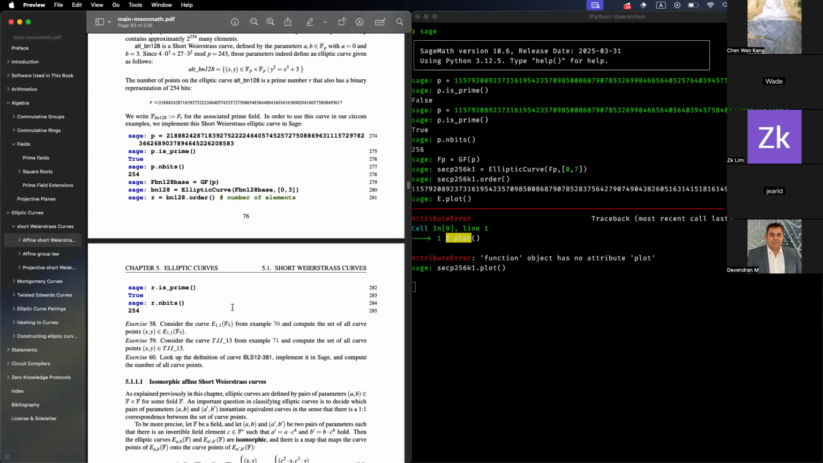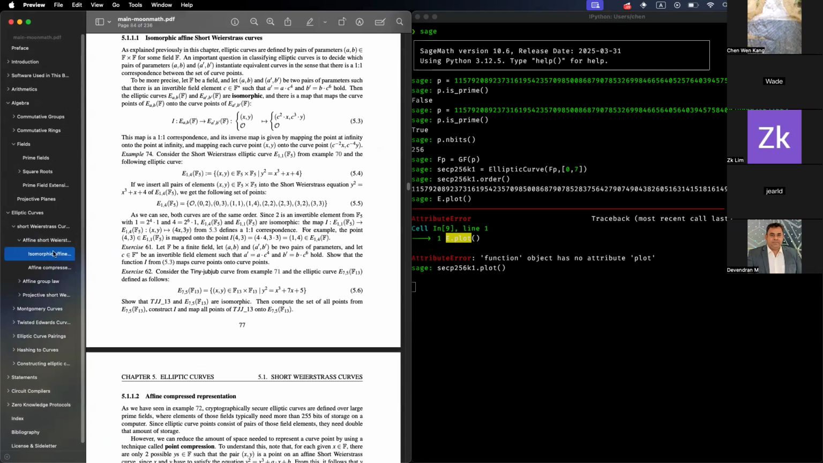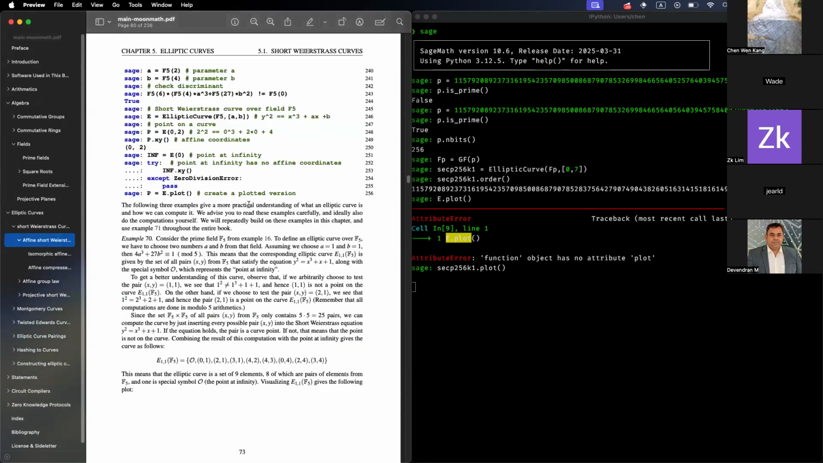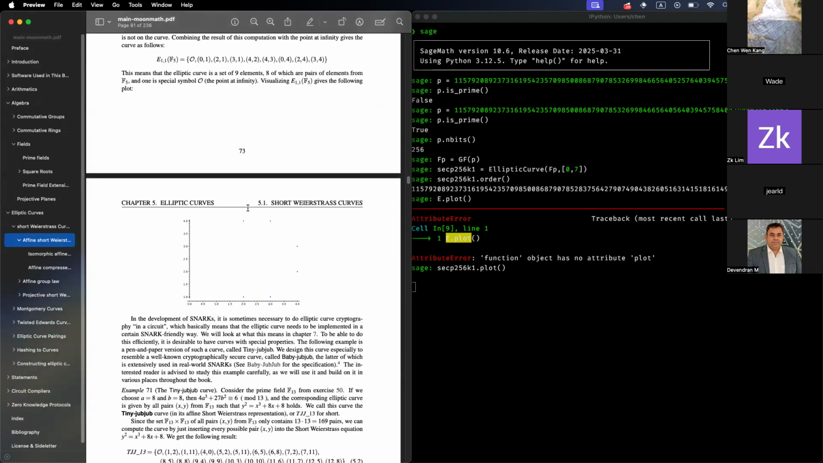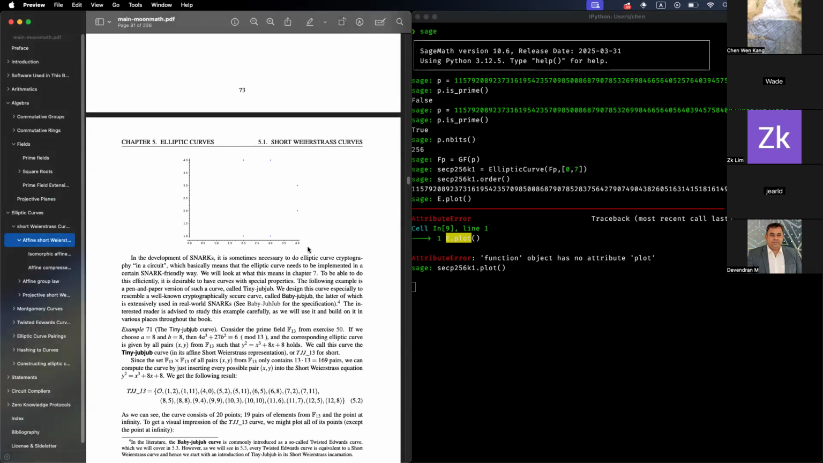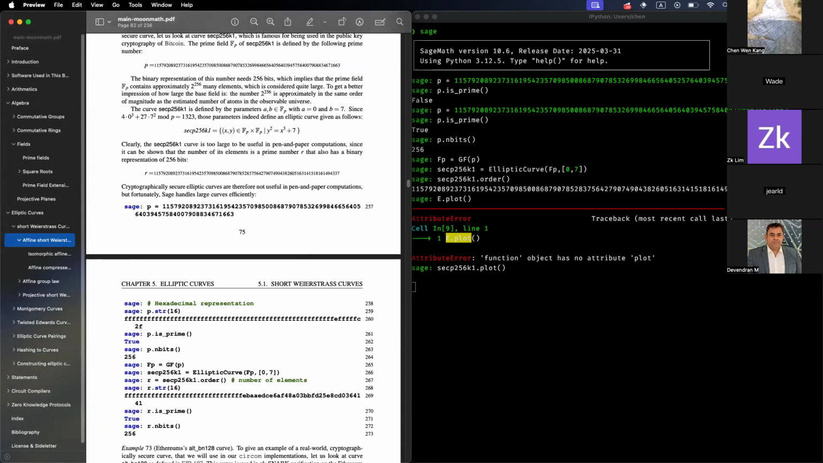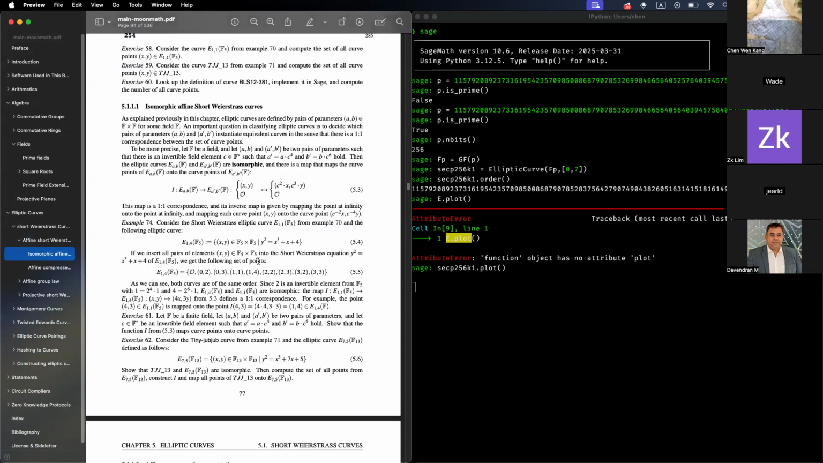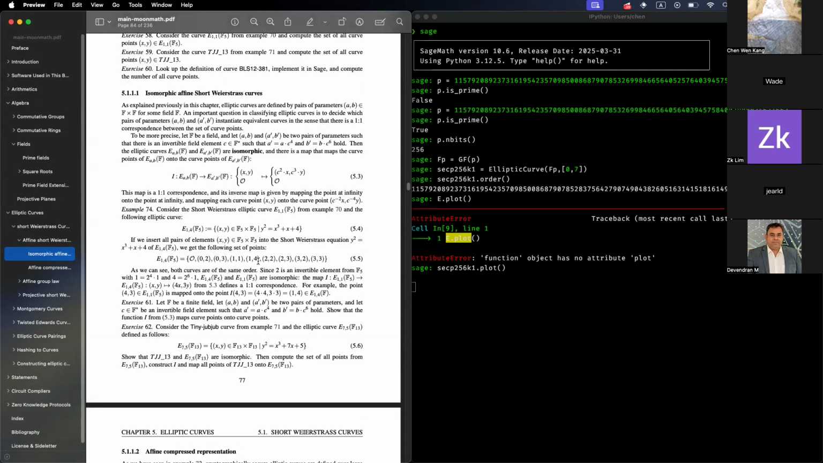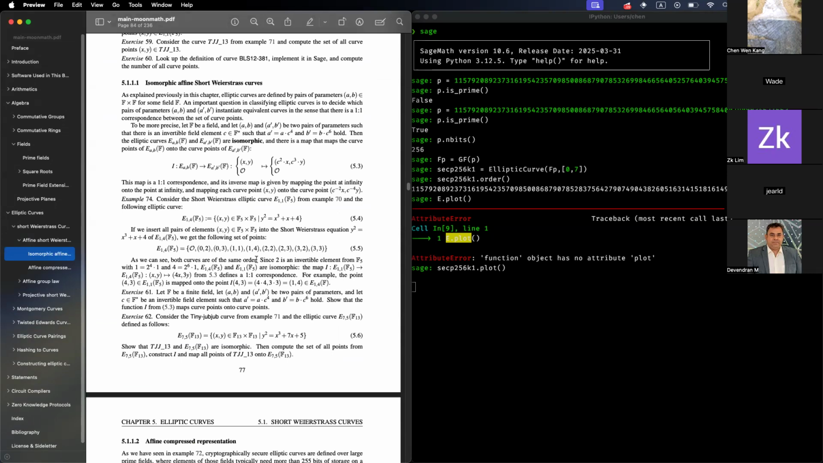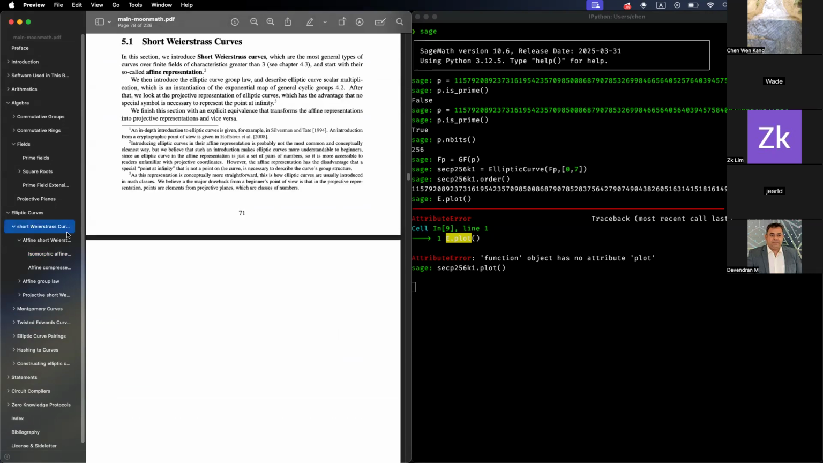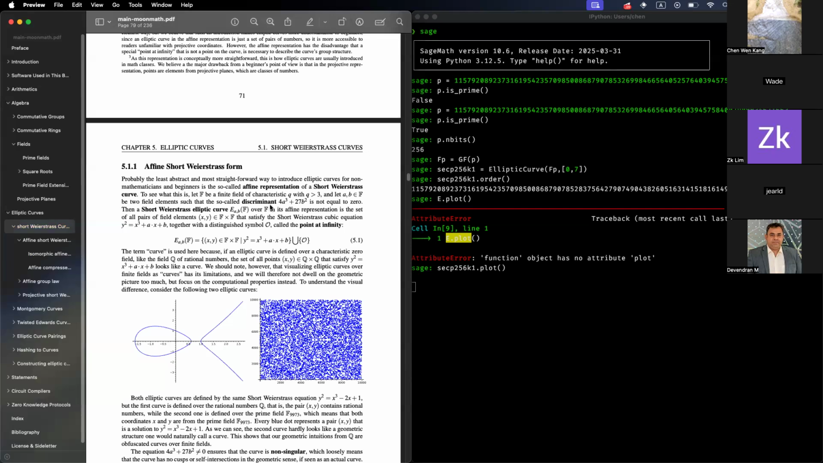Okay, fine. Short Weierstrass form. Any questions here? Nope. Okay, let's go to isomorphic affine short Weierstrass curve. Why is this measure equation so special and what does it tell us? Okay, so we are talking about this, right? So this is special, or what it tells us.